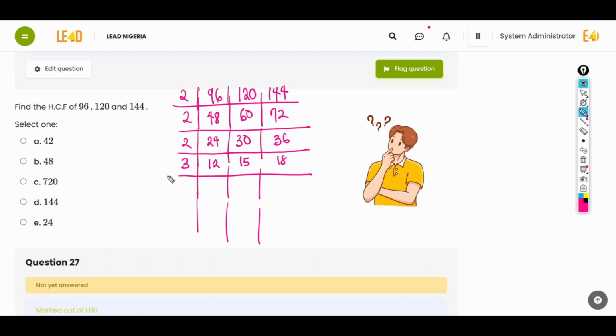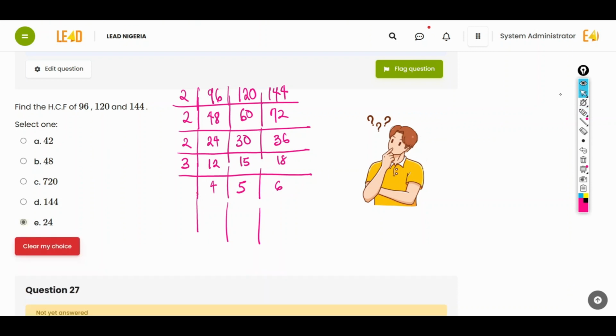3 in 12 is 4, 5, 6. Oops, sorry, 3 in 12 is 4, my bad. But it's fine because nothing else can divide. So the correct answer is 2 times 2 times 2 times 3, which is 24, option E. Let me just put that down here: 2 times 2 times 2 times 3, 24. We multiply the numbers that we use to divide, the prime factors.